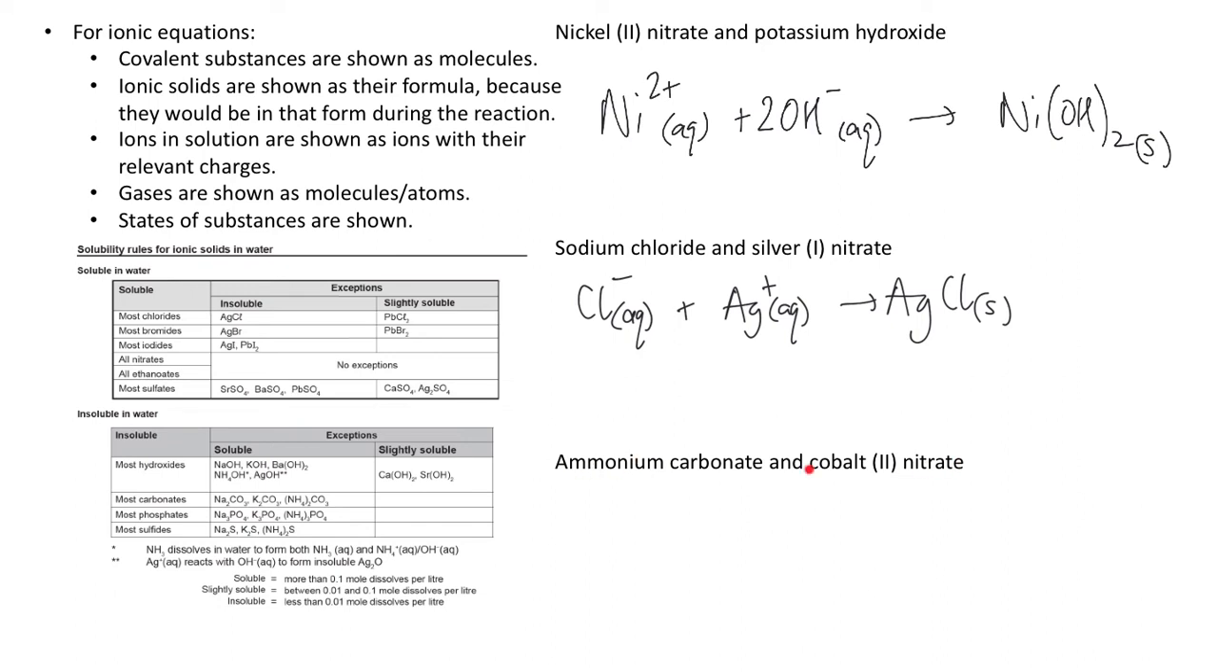Ammonium nitrate and cobalt carbonate. Okay, so we know that all nitrates are going to be soluble, so ammonium nitrate is going to be soluble. And so we only have to look at cobalt carbonate. So we look for the carbonate. Here's the carbonate. It's in the insoluble table. So most carbonates are insoluble except for these. Is cobalt one of those?